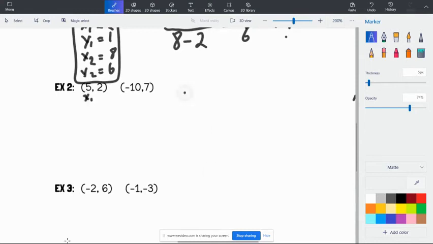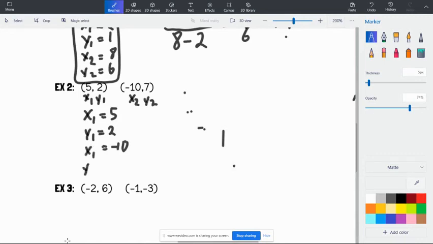Our x1 value is 5. Y1 is 2. X2, negative 10. Y2, 7. Okay, so let's list those out. X1 equals 5. Y1 equals 2. Sorry, X2 equals negative 10. And Y2 equals 7. So you're just going to plug those back into your equation at the top of your paper there.